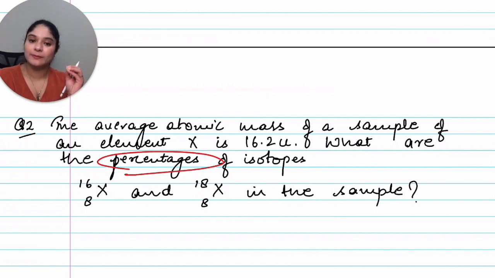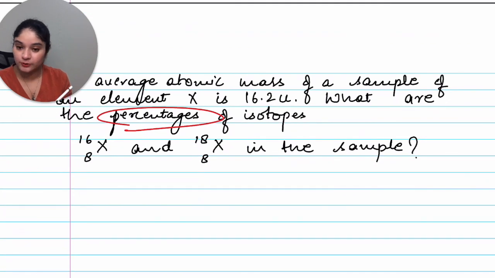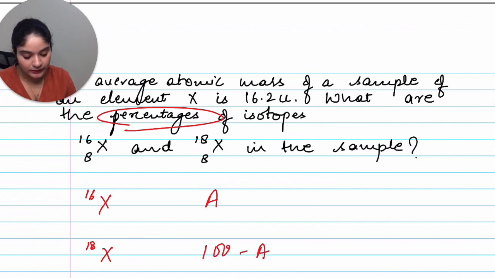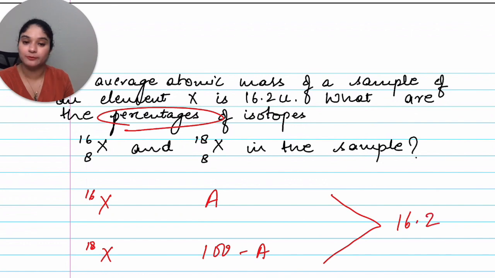The average atomic mass of a sample of an element X is 16.2. What are the percentages of isotopes? So let's put the information in the chart. I have the element as X. What are my isotopes? So 16X and 18X. I do not know the abundance, so I'm going to take A and 100 minus A. And on this side, the combined or the average is coming out to be 16.2.